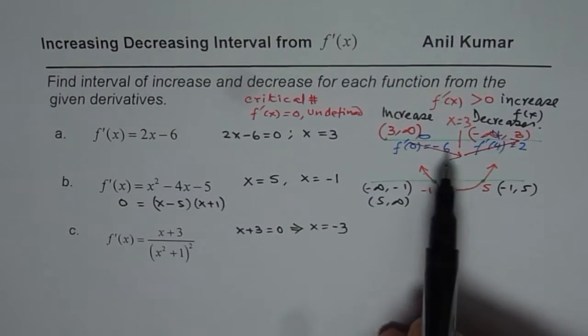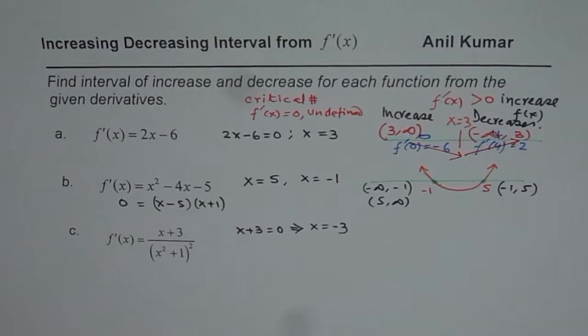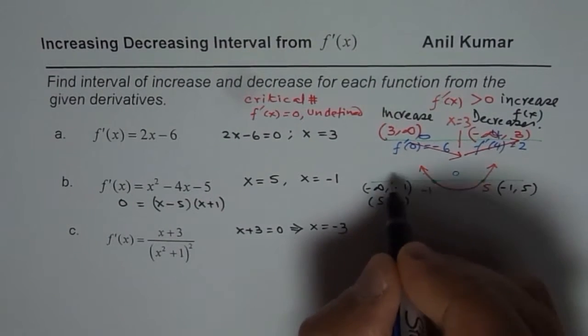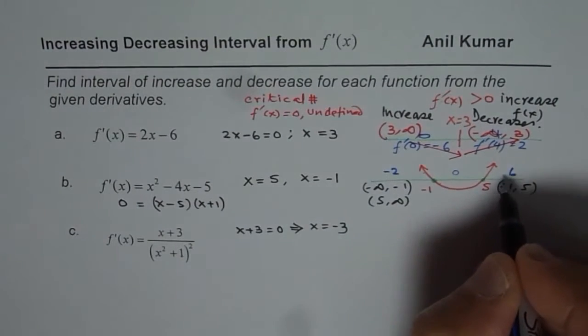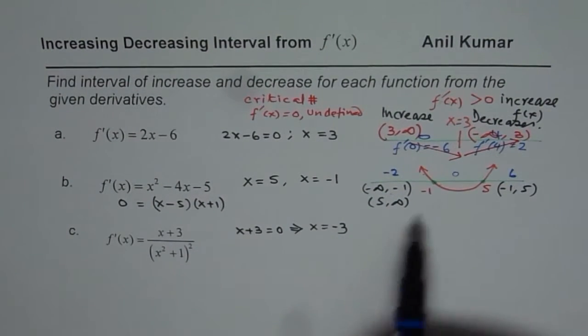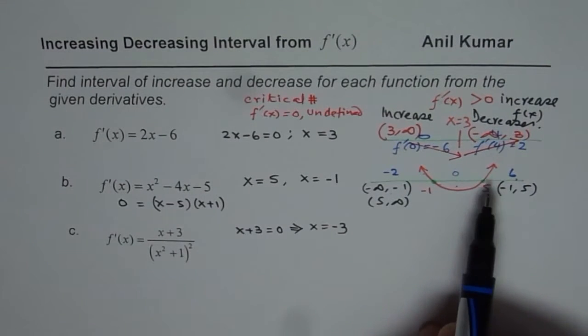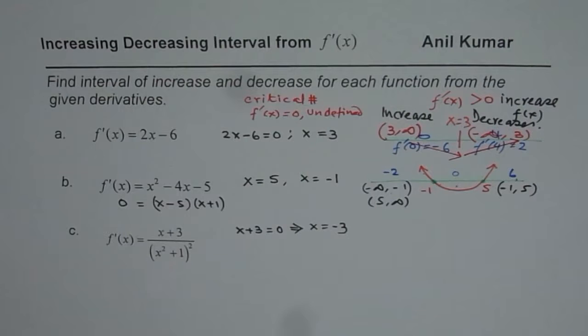You could also do as we did earlier and take test points. Let us say we take a test point here as 0, then a test point at minus 2 and 6, and check your derivative. It is going to be positive in this interval, negative here, and positive there, right? Giving you the result which we are expecting.